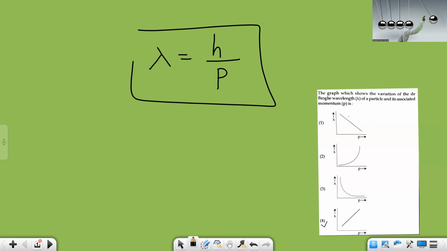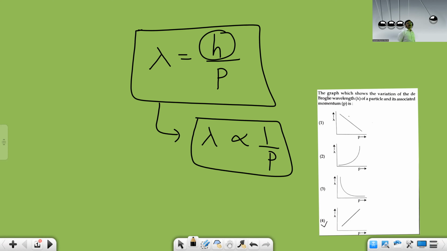So from this relation, what are the things we have to know? First of all, h is Planck's constant. So I can write it as lambda is inversely proportional to p. As lambda is inversely proportional to p, whenever we observe an inverse relation, the graph will be a rectangular hyperbola.